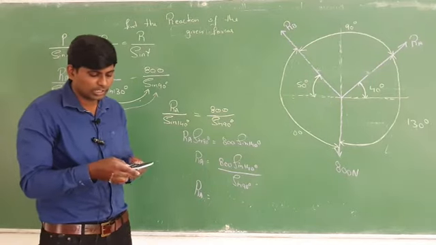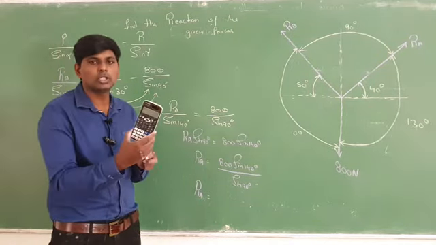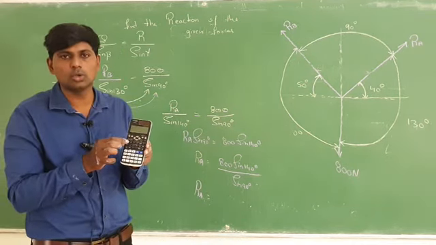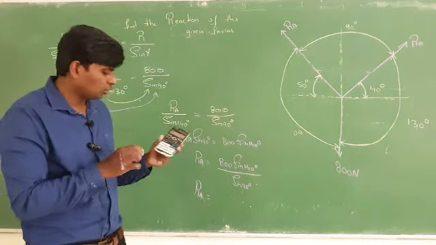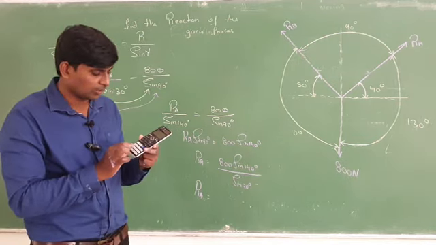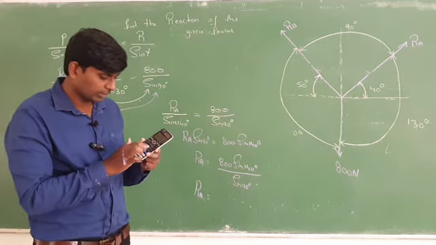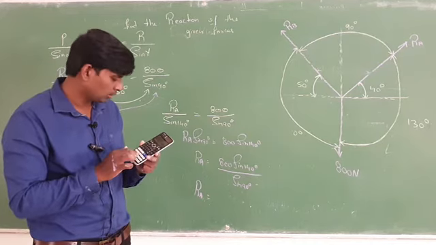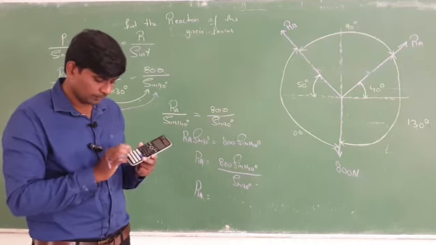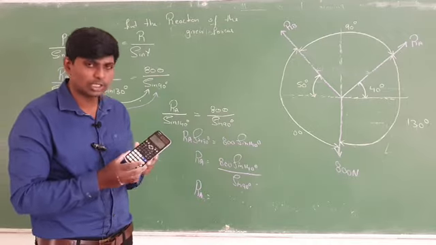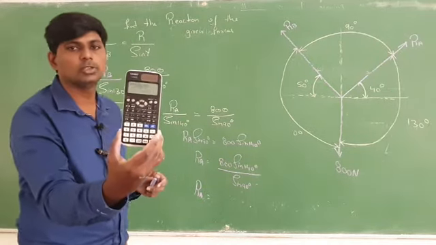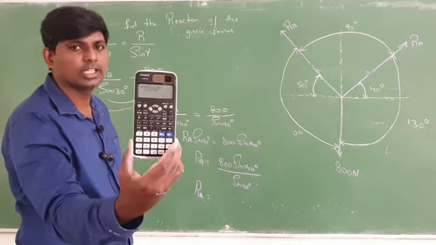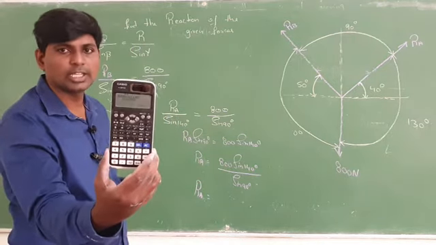So with the help of the calculator, if you try to solve this, I told you already, the fraction button will be there in the third row. So here you type 800 into sine 140 by sine 90, which is 1 only. In spite of that, you have to type it like this: 800 sine 140 by sine 90.